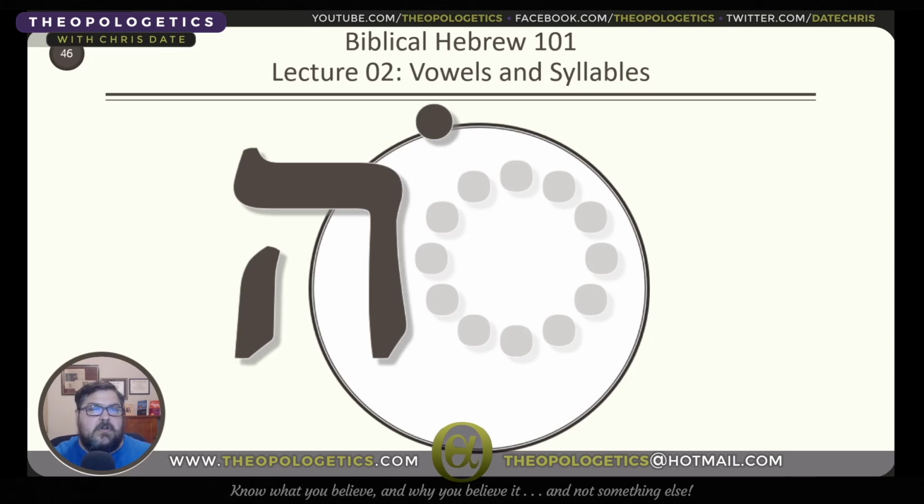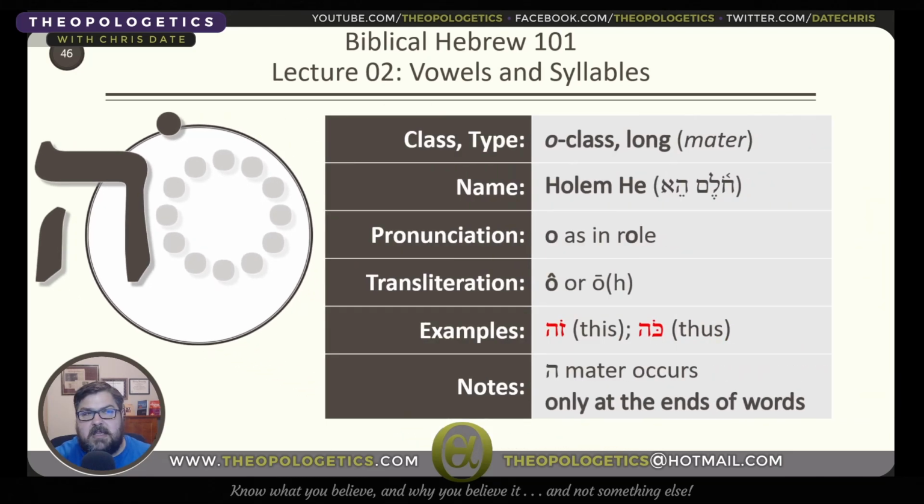All right, back to O class vowels. This is the mater lectionis, or vowel letter, known as holam he. Remember, vowel letters or maters lectionis only continue the vowel sound, which in this case is holam, so the holam he is pronounced like the O in roll. It's transliterated using the letter O with an upward pointed caret, or an O with a line over it to indicate it's a long O sound, and then the H after it is put in parentheses. The Hebrew words zo, meaning this, and ko, meaning thus, are both examples of words that have the holam he in it. And again, just by way of reminder, the he mater occurs only at the ends of words.